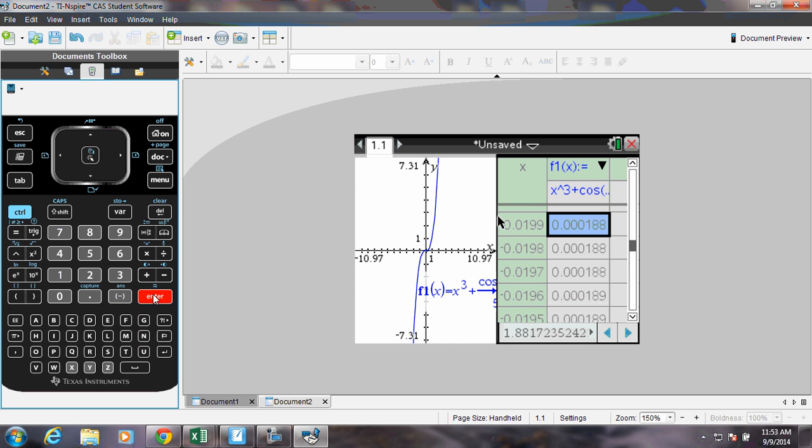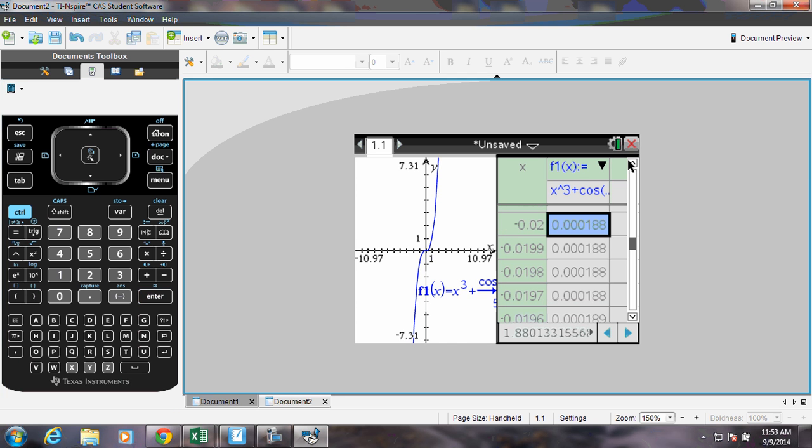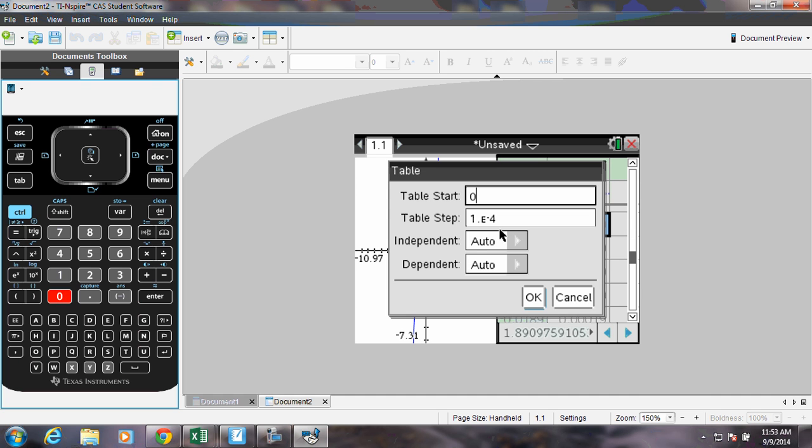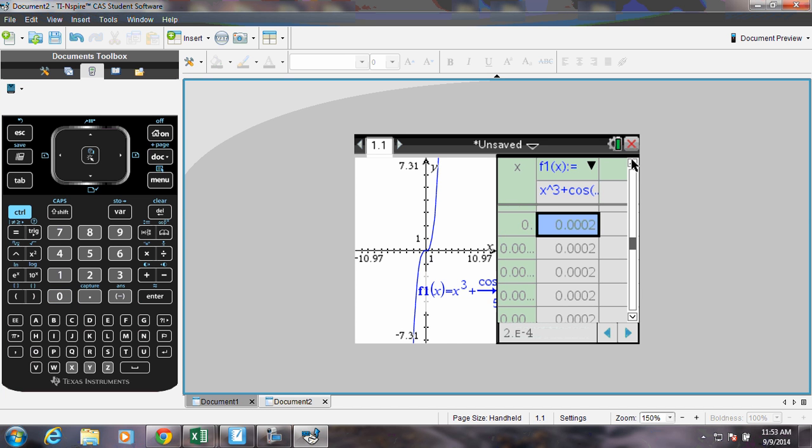And so 0.199, we're at negatives, zeros. And so menu, table, start at 0, because otherwise that's going to take a while. And scroll up. What does it look like it's closing in on now? I'd also like to know, why are they all saying 0.0002?